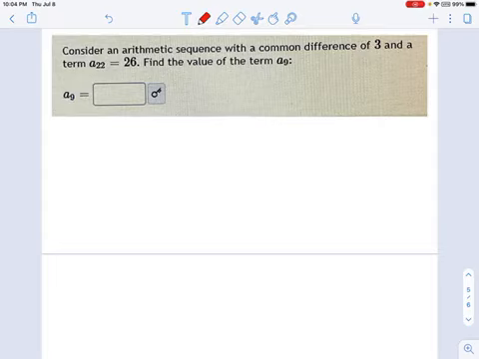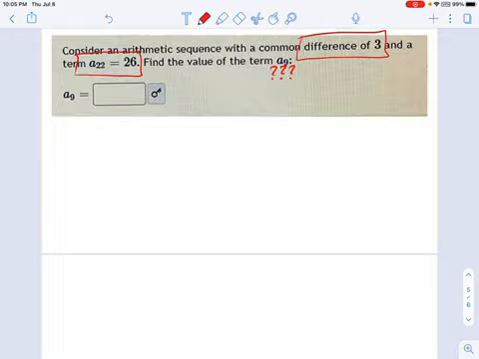So in this video, we're going to take our old friend, the explicit formula, and learn how to change it. And consider what we're being asked here. We're told there's an arithmetic sequence with a common difference of 3, and the 22nd term in the sequence is the number 26. And what they want to know is the 9th term in the sequence.